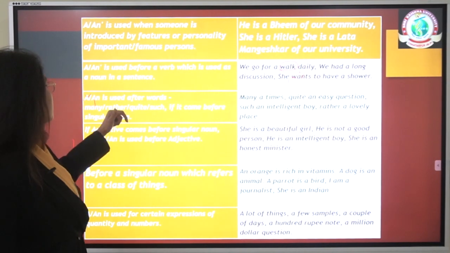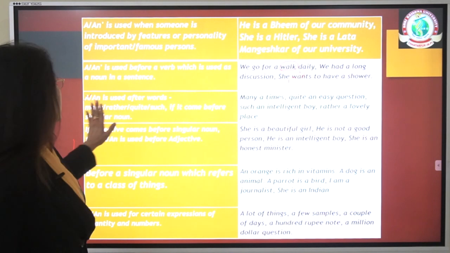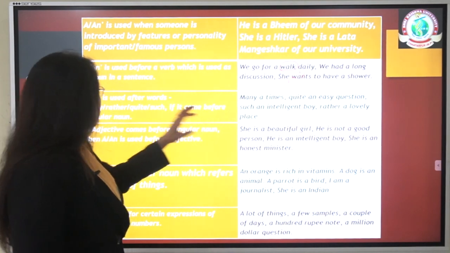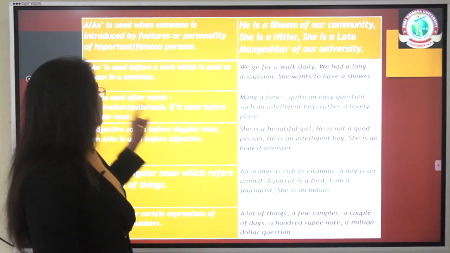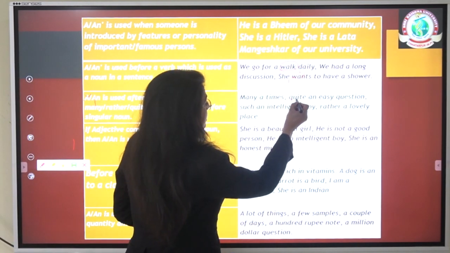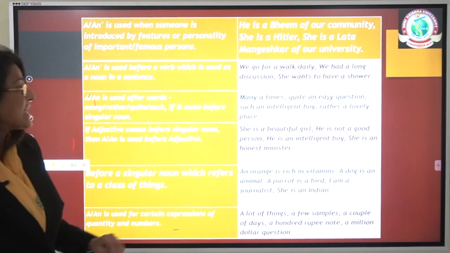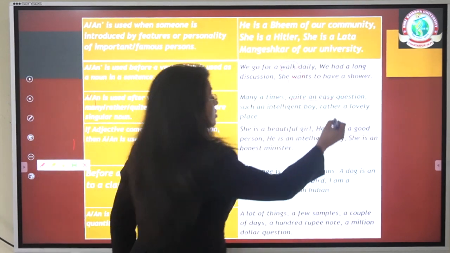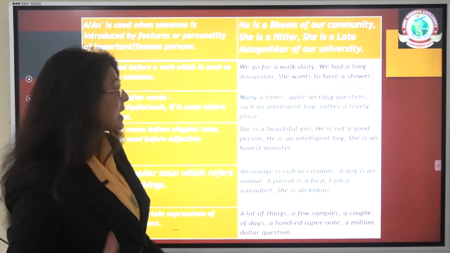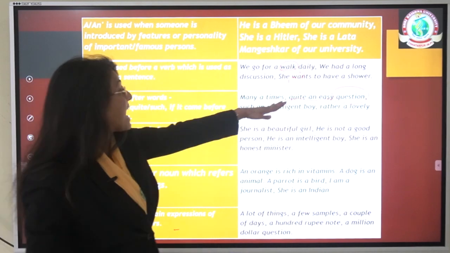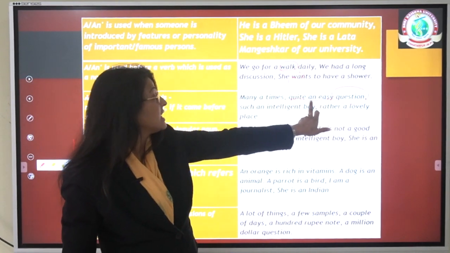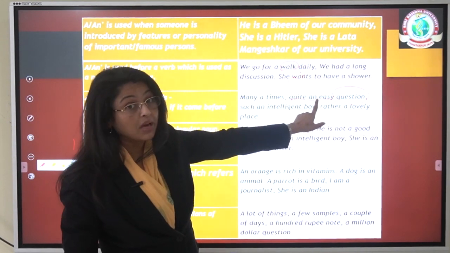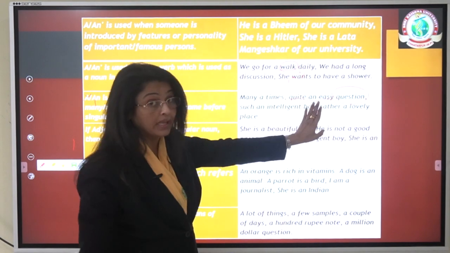Now, AN is used after the words many, rather, quite, such, if it comes before a singular noun. So, singular noun, if you see, quite an easy question, one question. It's not talking about plural questions. That's one question which is singular. So here AN is used. AN easy. Why AN easy? Because the sound here is a vowel sound and the letter also is a vowel letter.